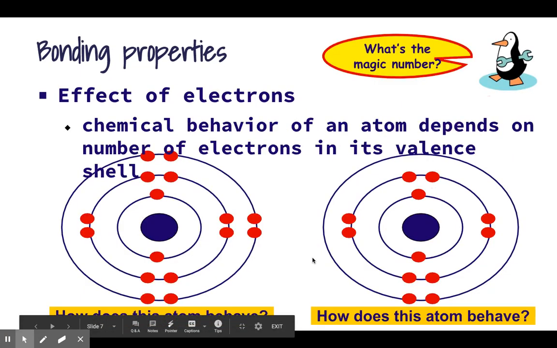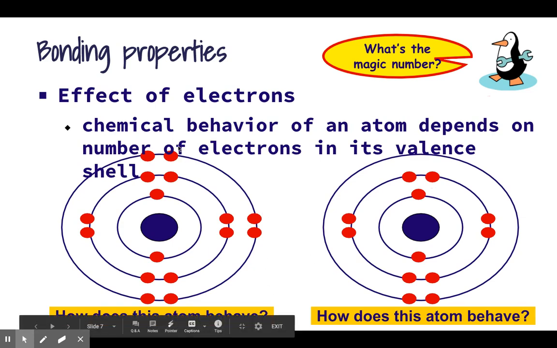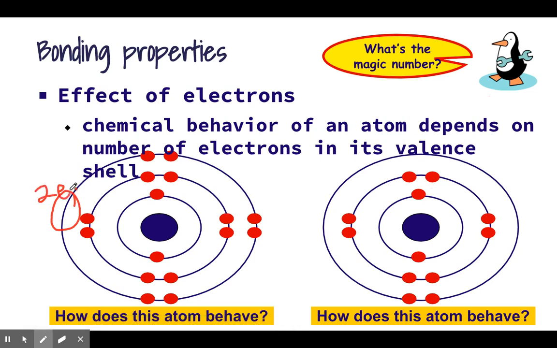All right, the effect of electrons. The chemical behavior of an atom depends on the number of electrons in its valence shell. So let's count. How does this atom behave? I have 2, 4, 6 electrons. That means I have room for 2 more electrons to fit here. Remember we said valence shells are filled when they have 8. This one only has 2 electrons, so this one has room for 6 electrons to fill in.